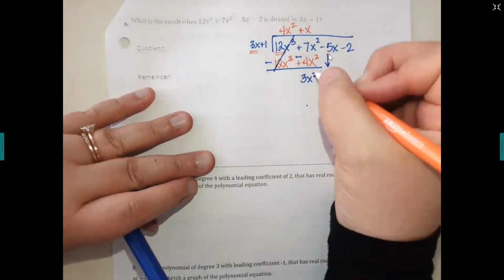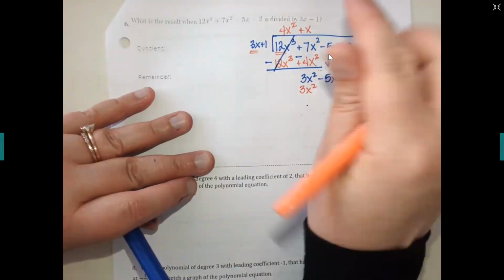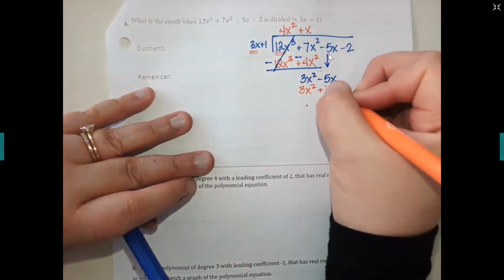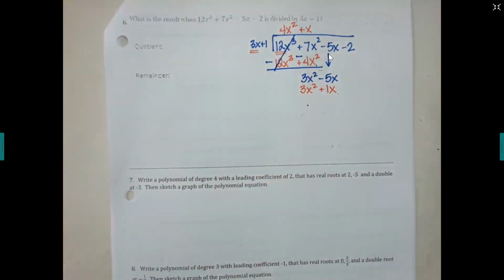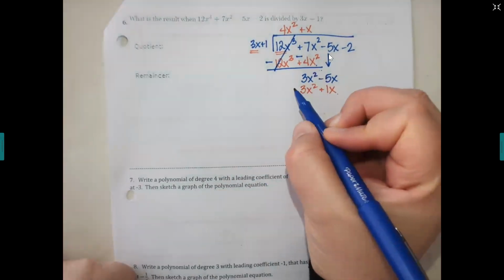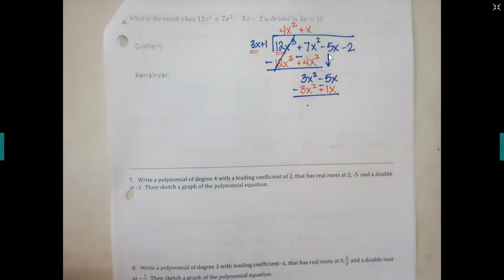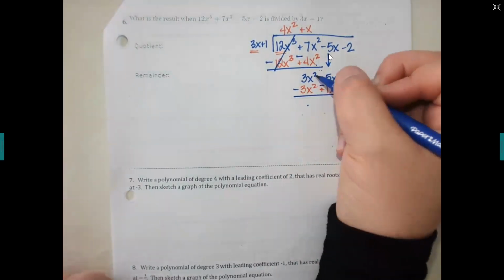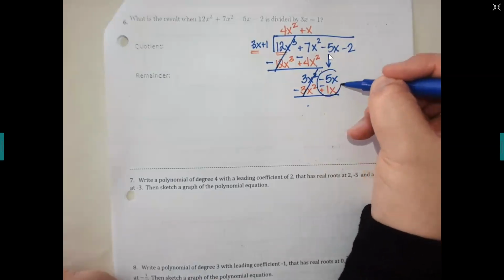X times 3x is a 3x squared. X times 1 is a 1x. But then before I combine those rows, I have to go through and change all of those signs. So it's a minus minus. 3 minus 3 crosses out. That's always supposed to happen. Negative 5 minus 1 more gives me negative 6x. Carry down minus 2.